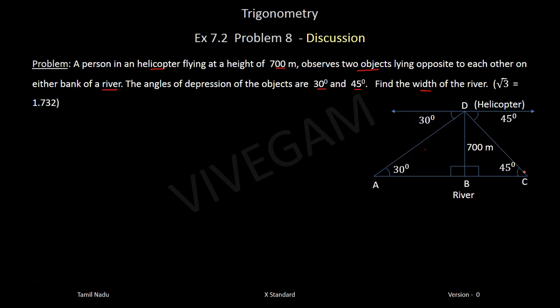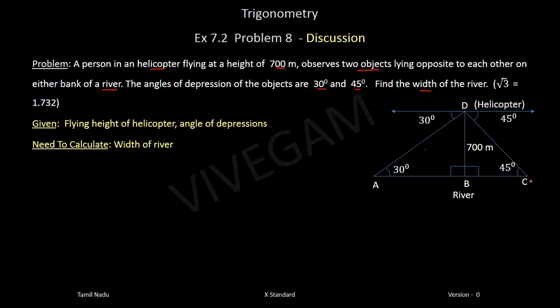So let's list out all the given and the asked. The flying height of the helicopter is given, that is 700 meters, right? Angles of depression are given, that is 30 degrees and 45 degrees. And it is also told that the objects are on both sides of the bank. If it is on the same side of the bank, C will come here and the whole triangle will change. Okay, so the whole thing is a river. AC is a river. One side is A, and C is another object on the other side of the river. We need to calculate the width of the river.